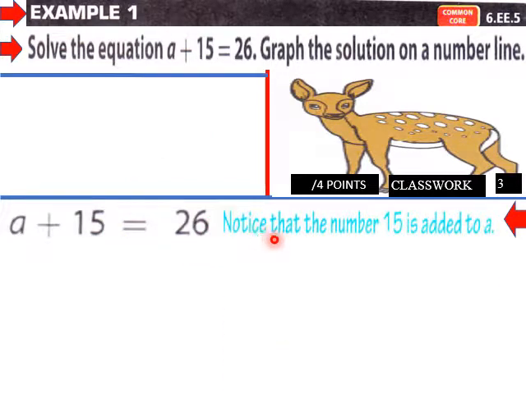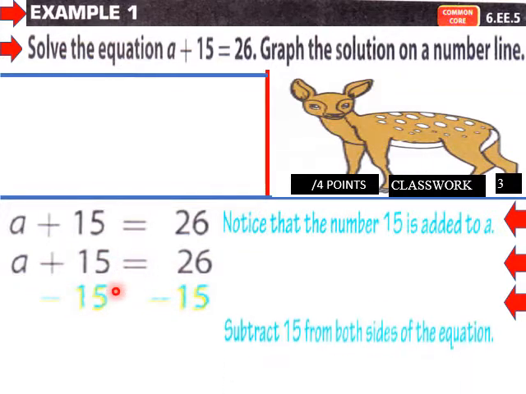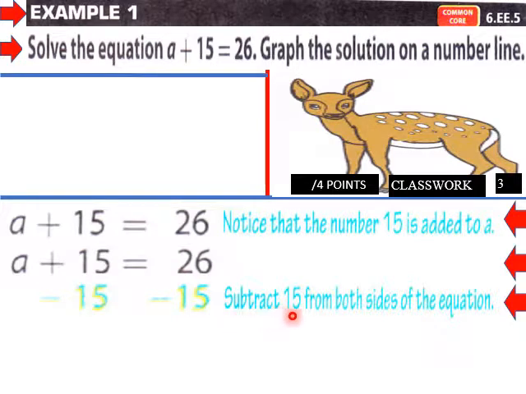How do we solve that? Notice that the number 15 is added to a, so we have an addition sign here. A plus 15 equals 26. Now we can subtract 15 from both sides. When we subtract 15 here, this goes away. And what we do on this side, we have to do on the other side of the equal sign, right? So when we subtract 15 from both sides of the equation, we get a equals 11.